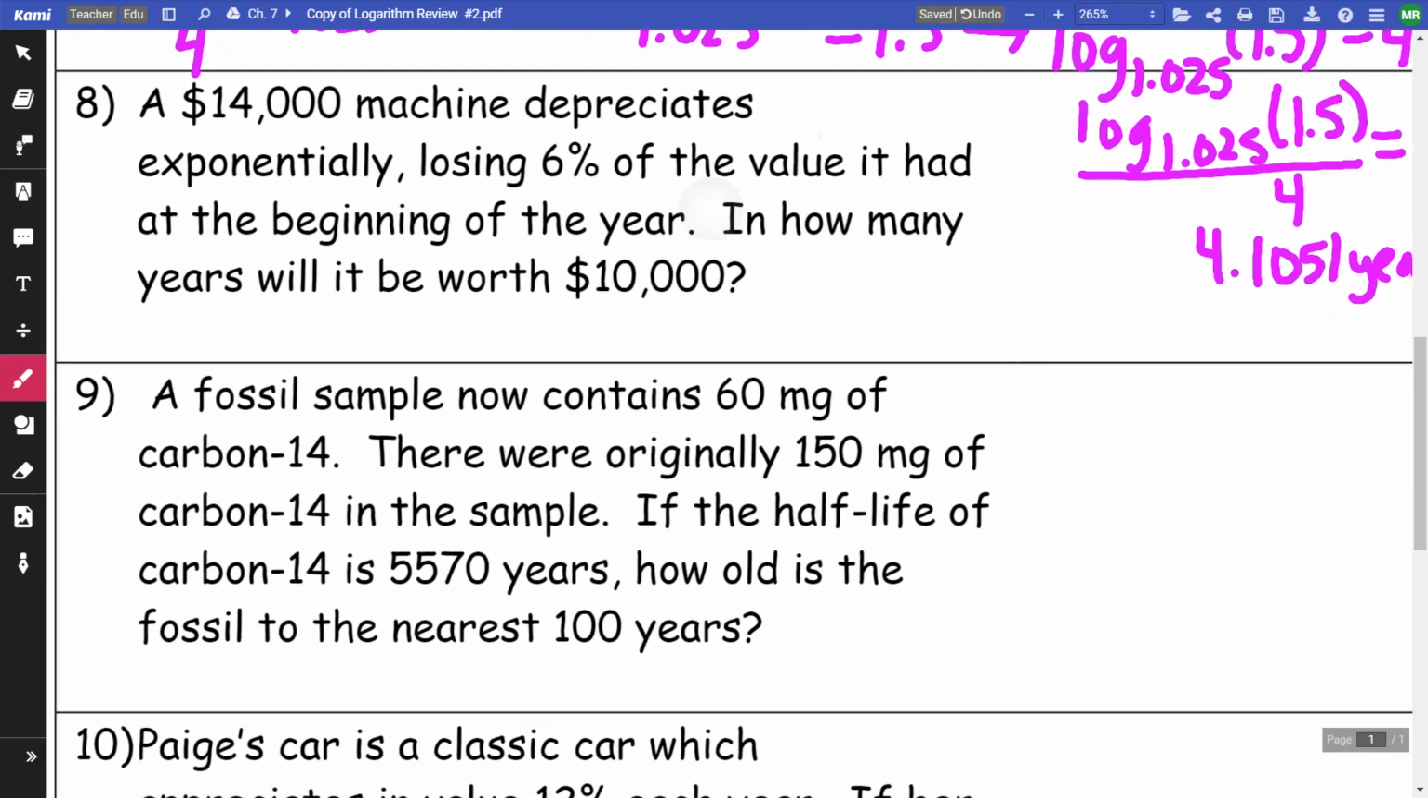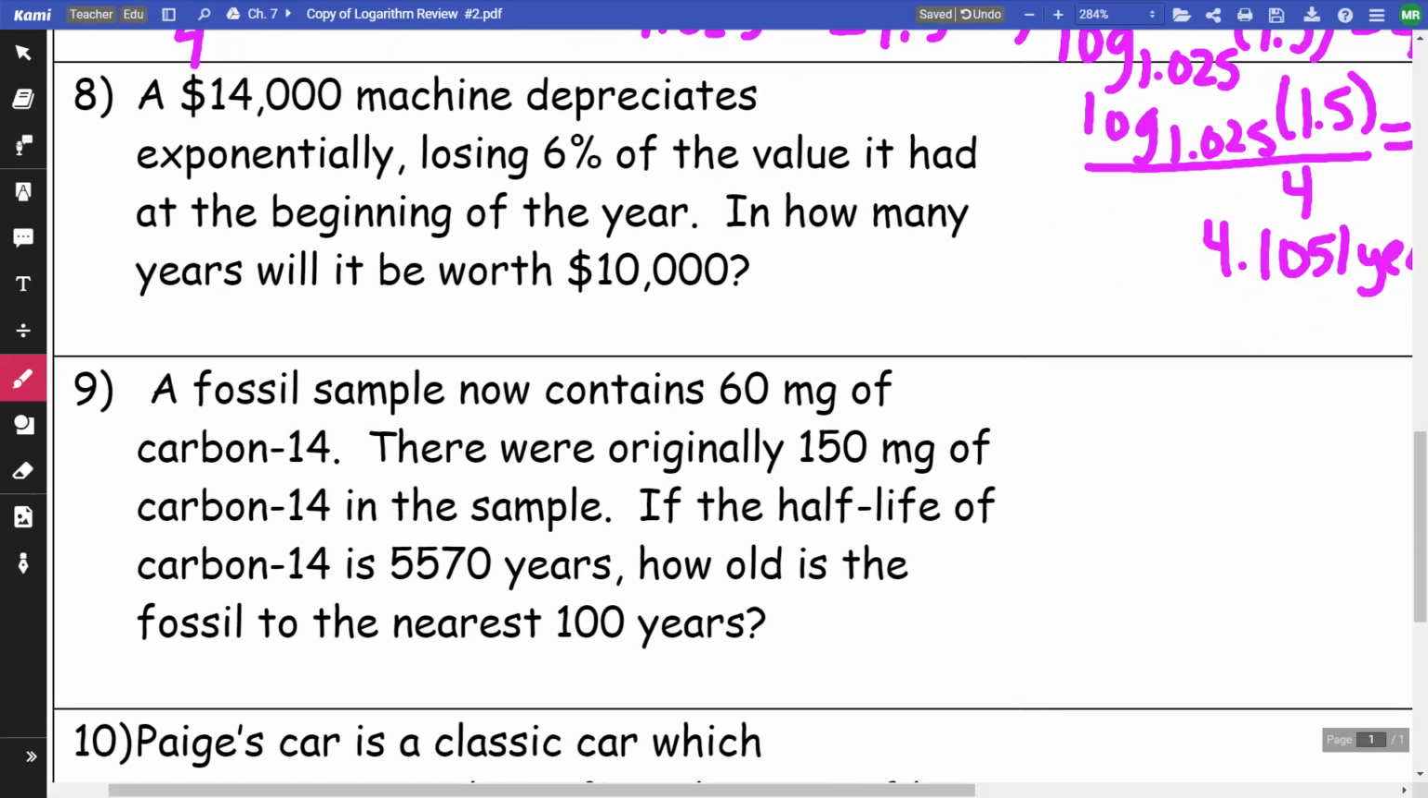On number 8, a $14,000 machine depreciates exponentially, losing 6% of the value it had at the beginning of the year. In how many years will it be worth $10,000? So we're starting with $14,000. We are losing 6%, which means the multiplier is going to be, sorry, not 0.96, 0.94. We're losing 6%, but we still have 94%.